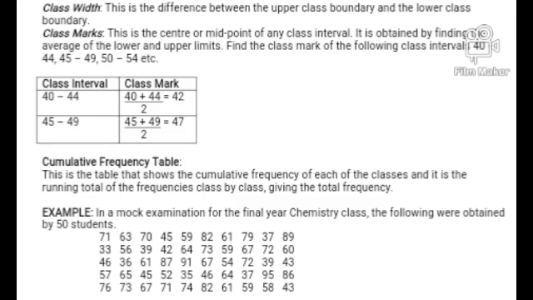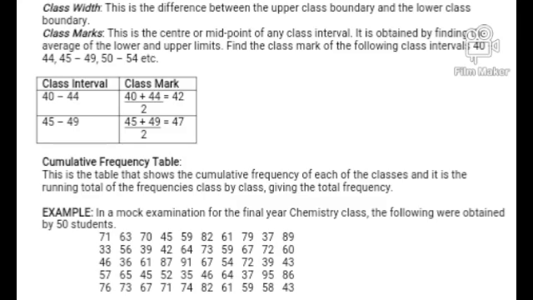We also have the class mark. This is the center or midpoint of any class interval. It is obtained by finding the average of the lower and the upper limit. Now, find the class mark of the following: 40 to 44, 45 to 49, and 50 to 55. You simply add the two limits together and divide by 2, and you have your class mark. For example, 40 plus 44 over 2 gives you 42.